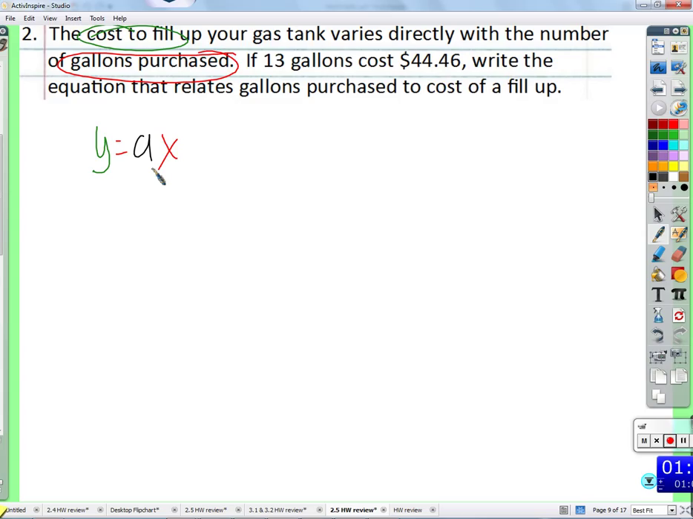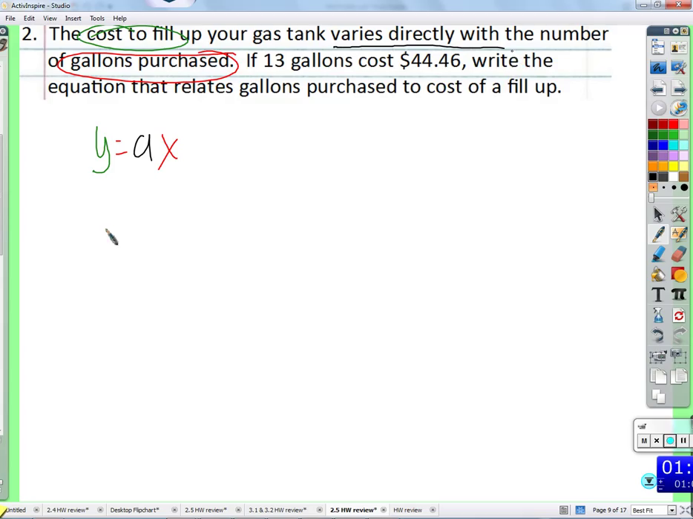Direct variation. That varies directly with, look for that. Yes? When I put G equals AC because I put G for gallons and C for the cost. G equals AC or C equals AG? Okay. Well, G equals AC, that would be true. It wouldn't be the way that we normally think of it.